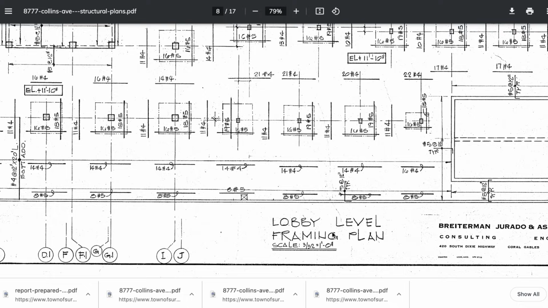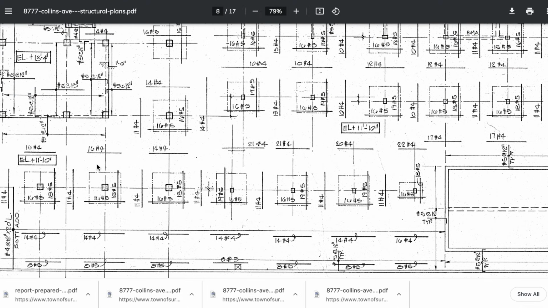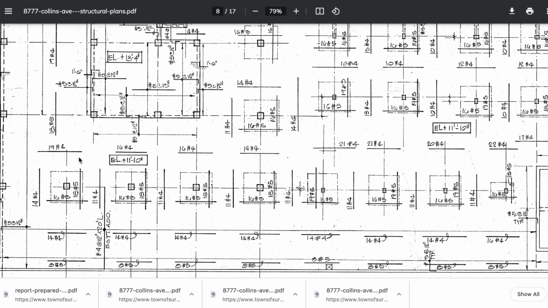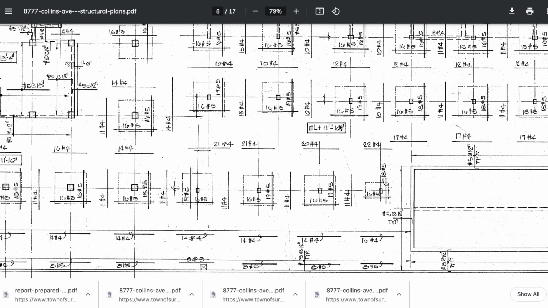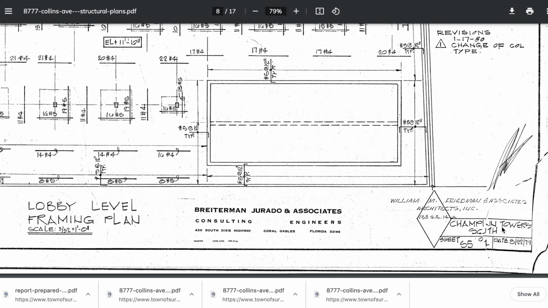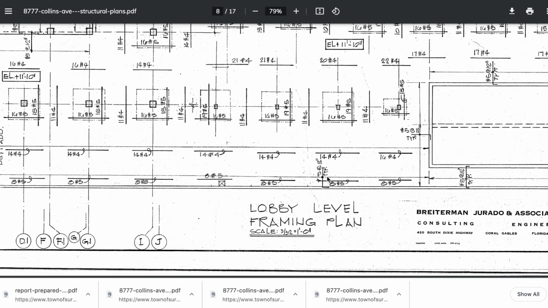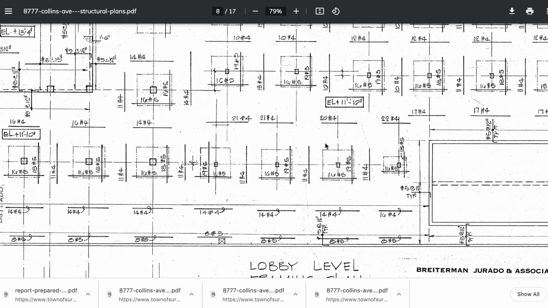This is the lobby level framing plan. Well, fuck me, because now we're on the same damn level. I'm inside the structure. I'm at the lobby level. Now I'm at 1110. So you know what? And that's the date. This is just craziness. I just want to show you the craziness of trying to follow this.